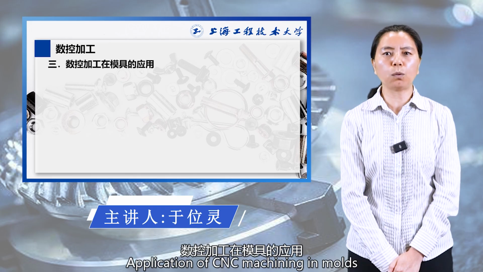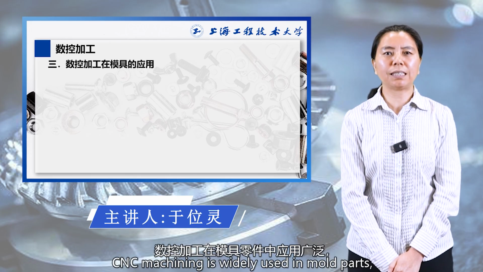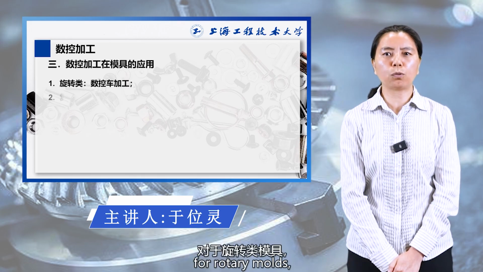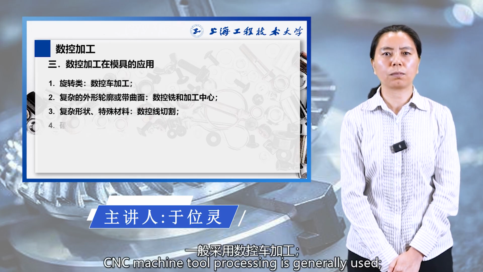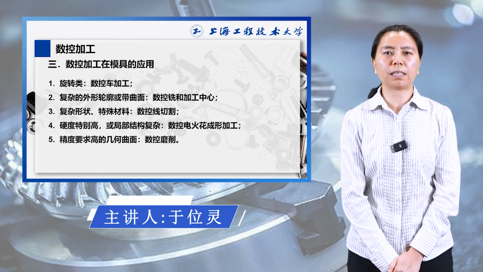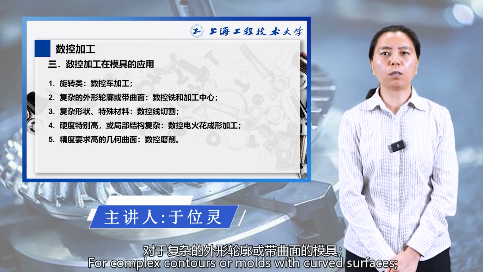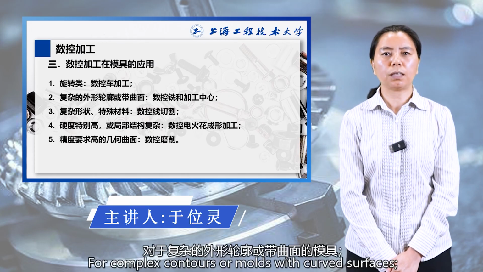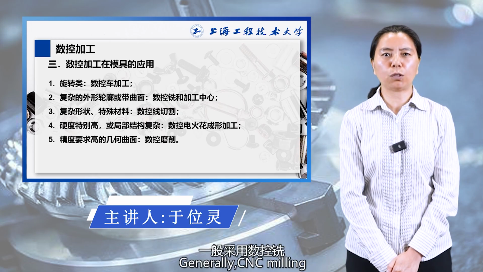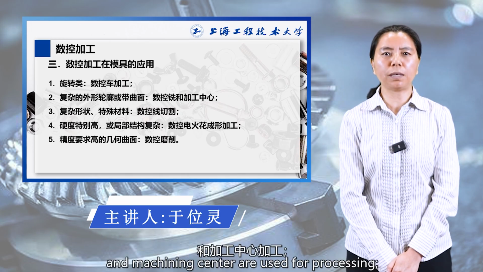Application of CNC machining in molds. CNC machining is widely used in mold parts. For general molds, CNC machine tool processing is generally used. For complex contours or molds with curved surfaces, generally, CNC milling and machining centers are used for processing.